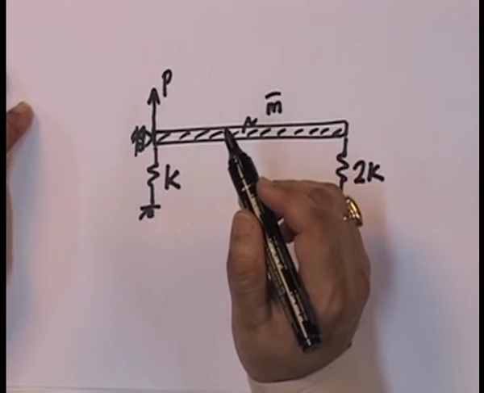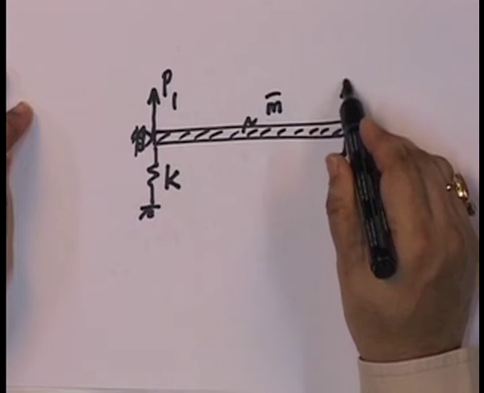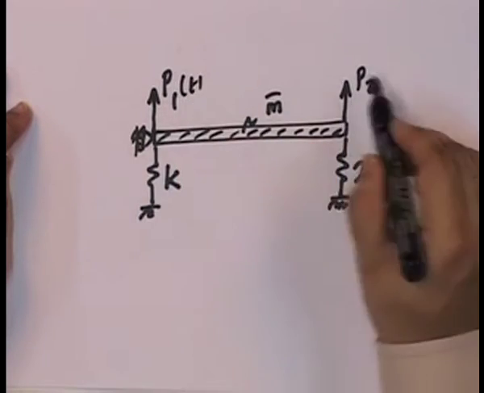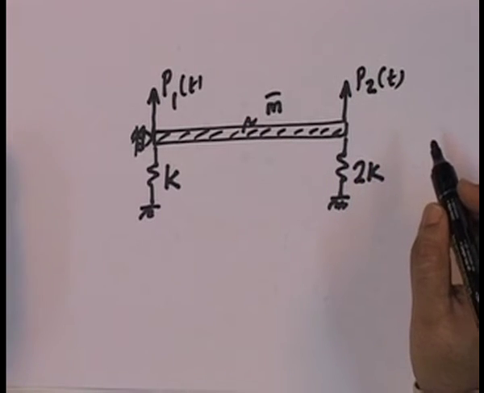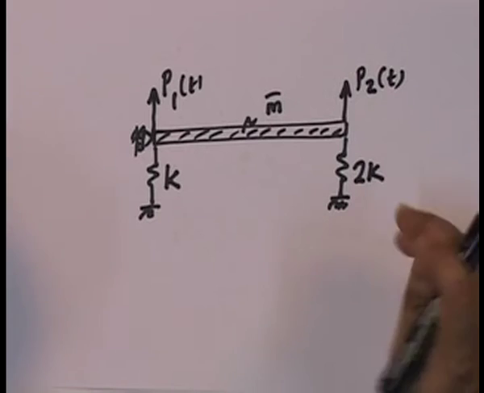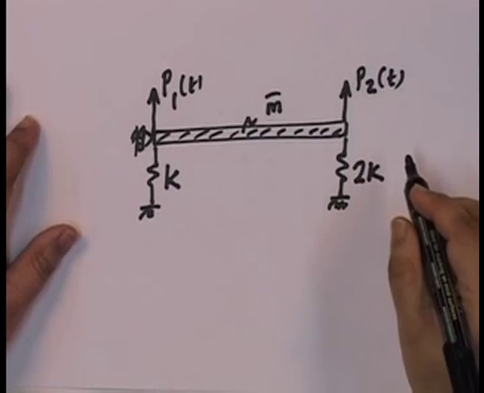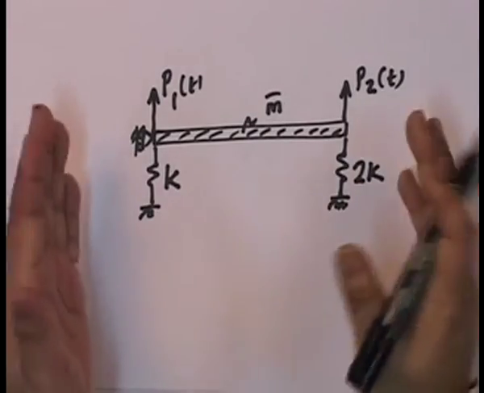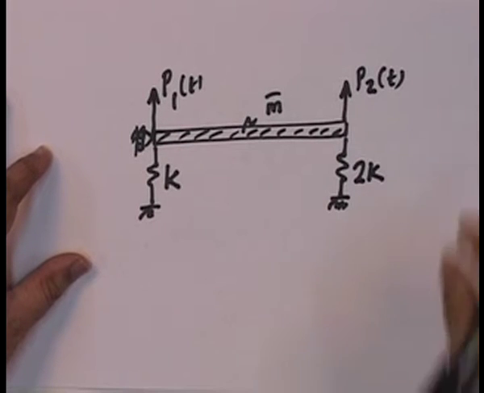P 1 and P 2. Of course, please note that if these are not time dependent, then the whole problem is not time dependent. So, P 1 and P 2 are time dependent loads. So, this is the problem. Same problem, the same bar, excepting that I have discretized the load. Now, let's try to solve this problem.